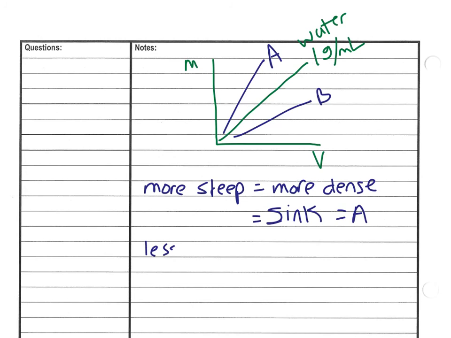If it is less steep, that means it is less dense. That means it will float. And that would be B. Now that's kind of counterintuitive. I mean, maybe you think that looks like a picture and A is above the water and B is below the water, but we're talking about the steepness, not the position in the graph. So steep, more dense, sinks, less steep, less dense, floats.